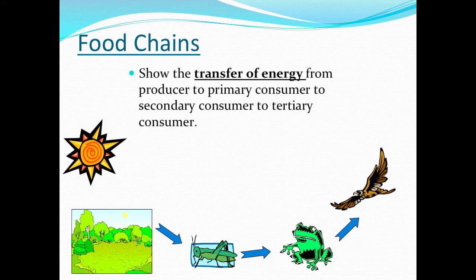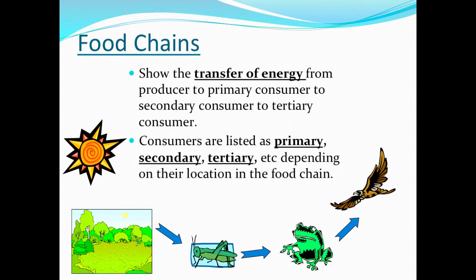So go ahead and write this food chain in your notes. Again, you do not have to draw the picture. You can just write the words. And above it or below it, I want you to write its label. Producer, primary consumer, secondary consumer, tertiary consumer. Pause the video now and go ahead and do that. So consumers can be listed, like we said, as primary, secondary, tertiary, etc., depending on the location in the food chain.